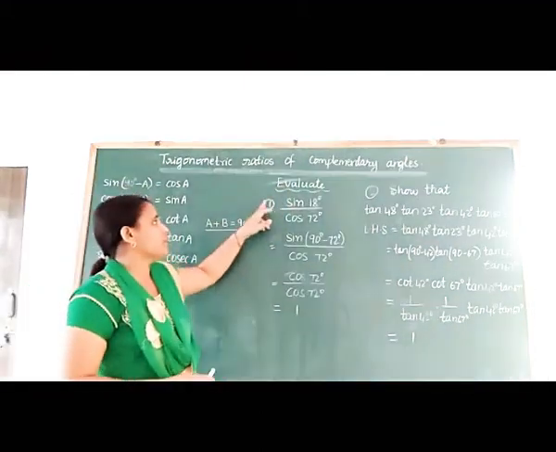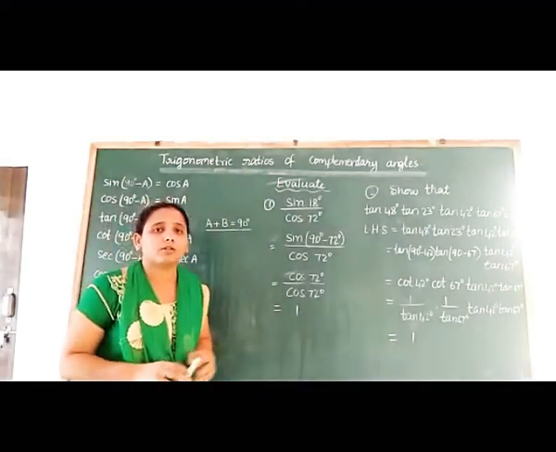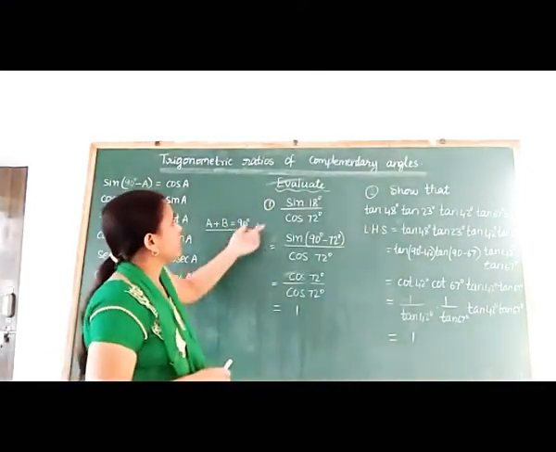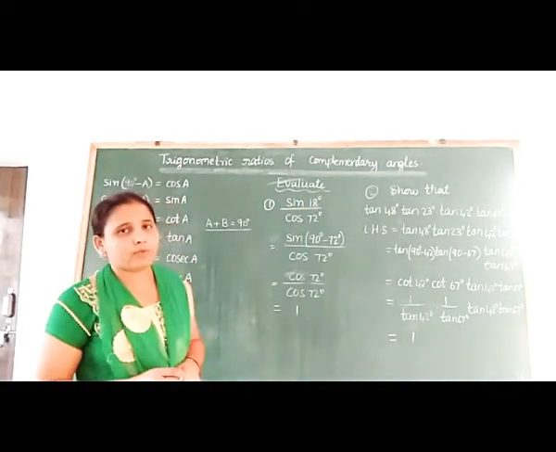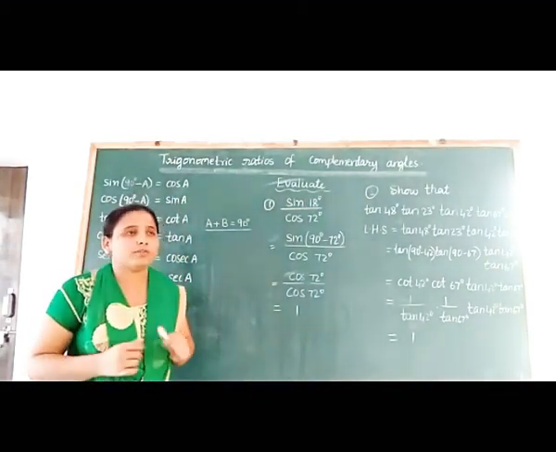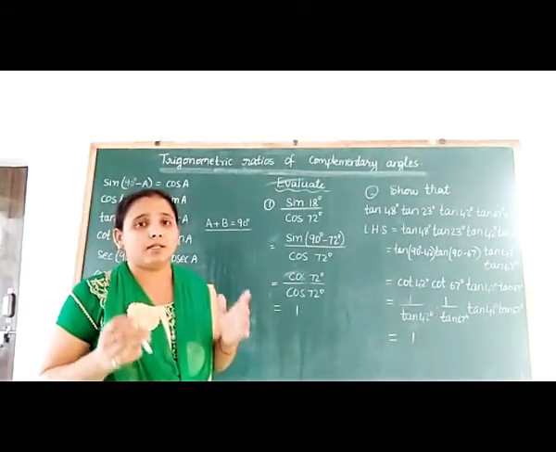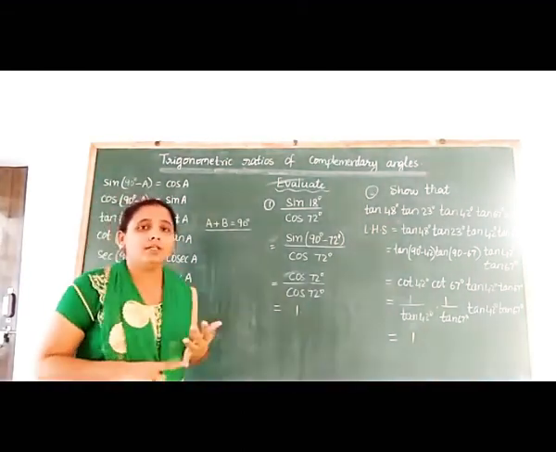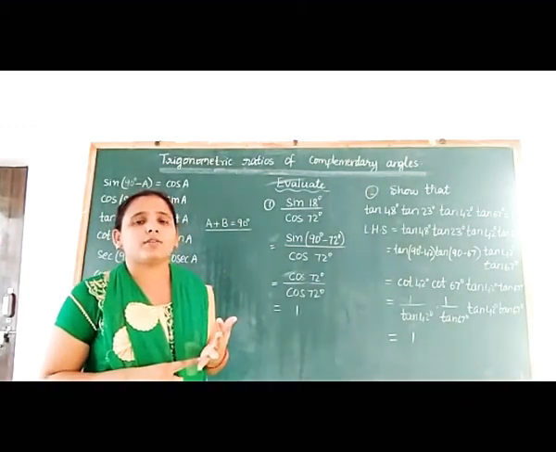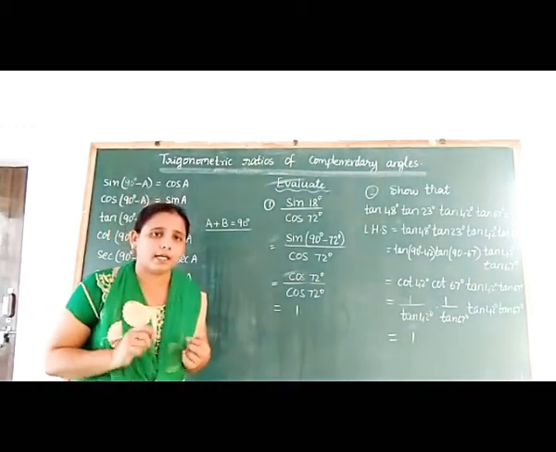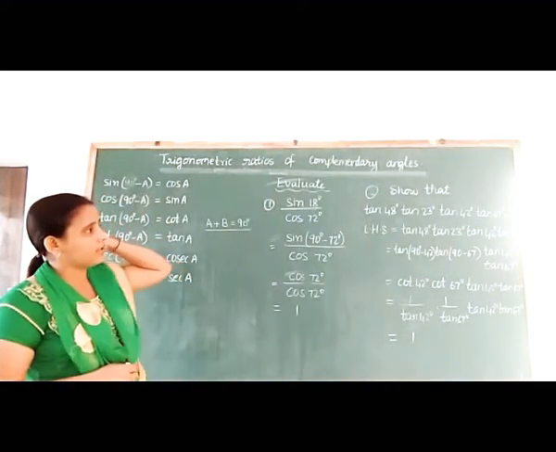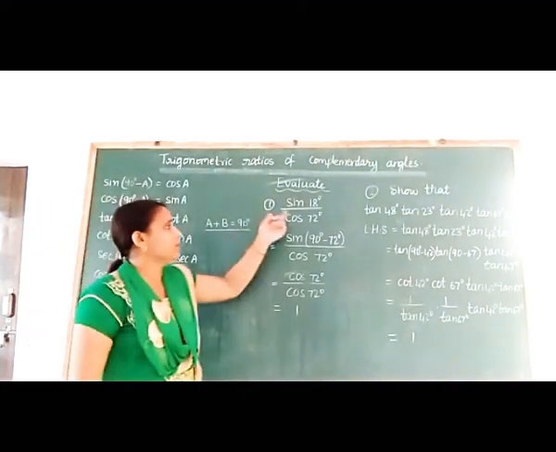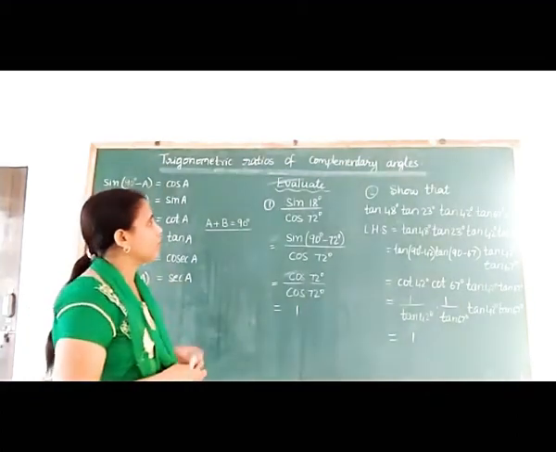First question is given: evaluate, means we have to find out the value. What we have to find out? Sin 18 degree upon cos 72 degree. What I have told you previously, the angles were 0 degree, 30 degree, 45 degree, 60 degree and 90 degree. We don't know the value of this one, although you will study it in further classes. But at the present time we don't know. So how can we solve?